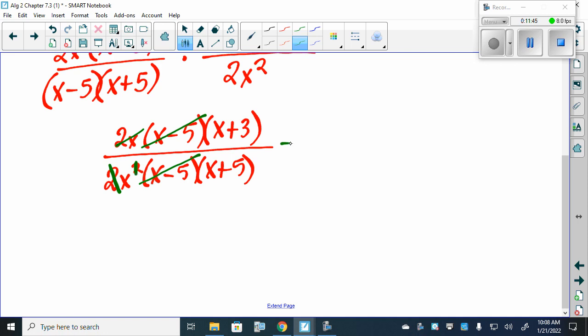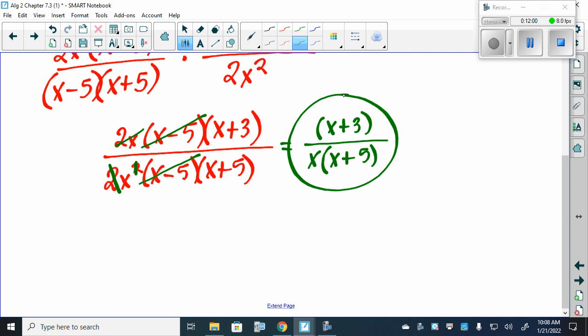So what that leaves us with is what on top? X plus 3 over x times x plus 5. So this time we actually do have something left in the denominator. And it can be the case that it works out this way here. And that's kind of why I wanted us to at least do this one also, because the ones we did at the beginning, everything eliminated out of the denominator, and we just had the numerator left over.